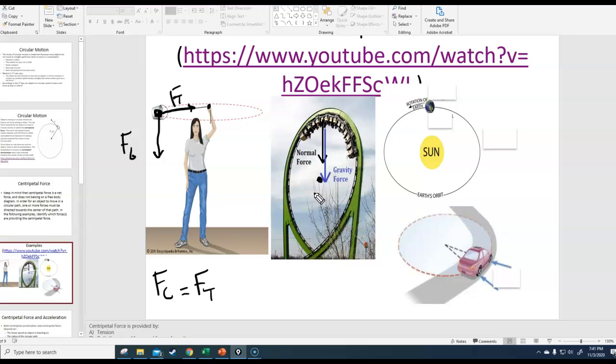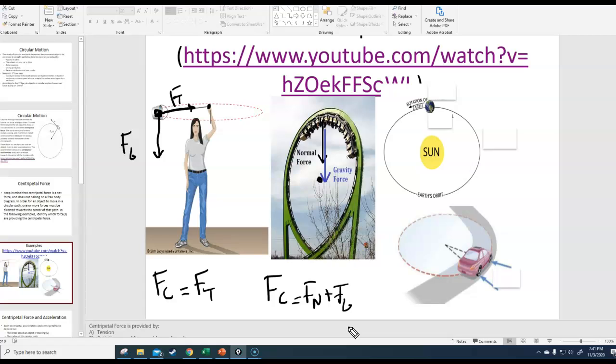But if you look at the normal force and the force of gravity, both of those forces are going towards the center of the circle. And so actually, both of them would provide the centripetal force. And so really, I would write Fn plus Fg because they're both center-seeking forces.